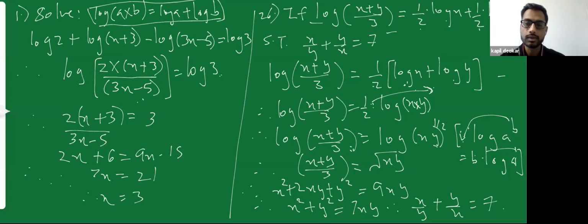Log of this term and log of this term are equal, so both of these terms should be same. In my proof I don't have square root anywhere, so I'm taking squares on both sides. Taking squares, I've just simplified this, and I get what I had to prove.